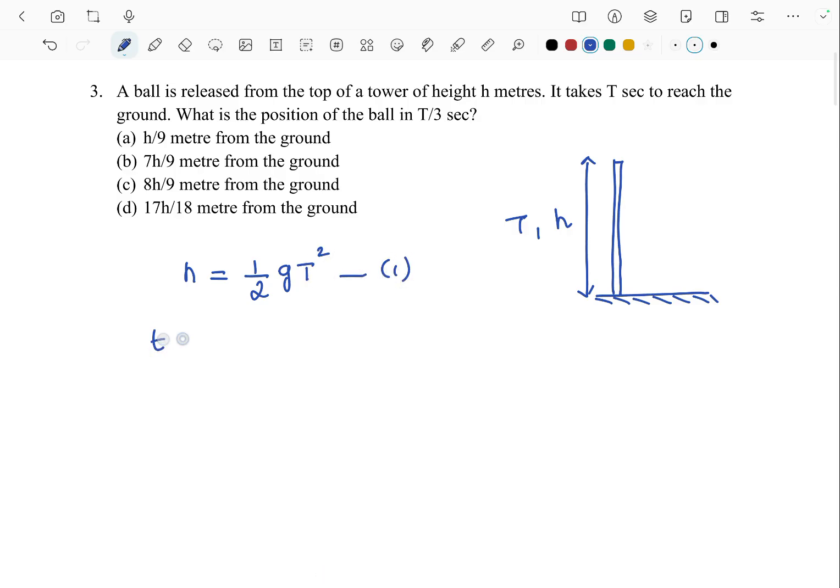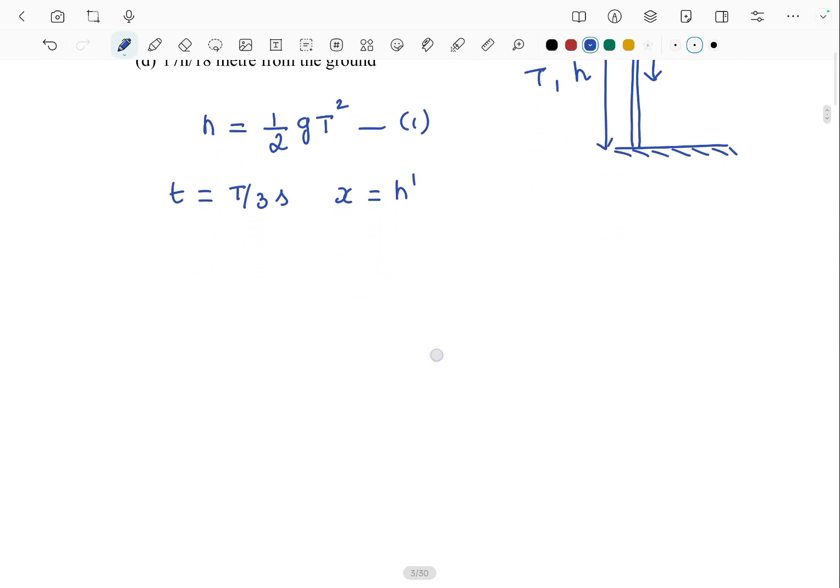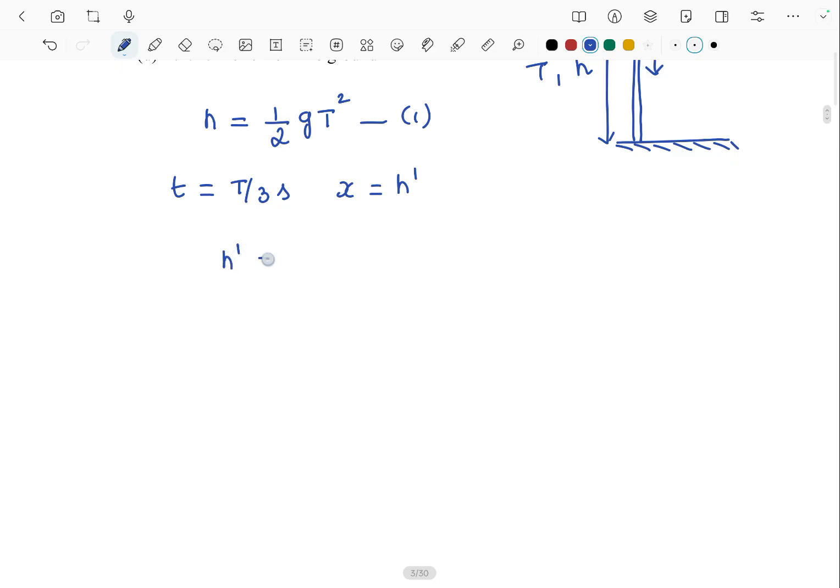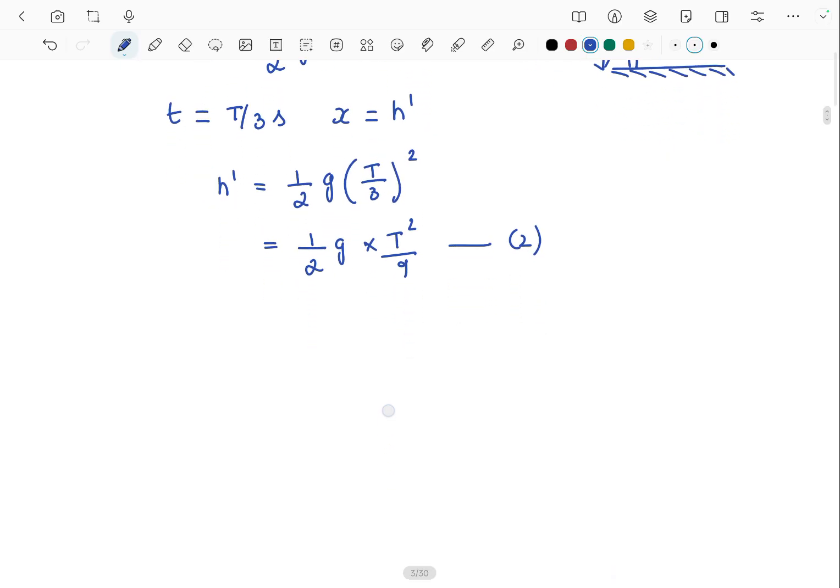When time becomes t by 3 seconds, we are supposed to get what is going to be our x. Let me take that x to be h dash. So for t by 3 seconds, let me take it has covered a distance of h dash. Therefore, your equation will become h dash is equal to half into g into t by 3 the whole square, which becomes half g into t square by 9. This is our second equation. Let's divide equation 1 by 2.